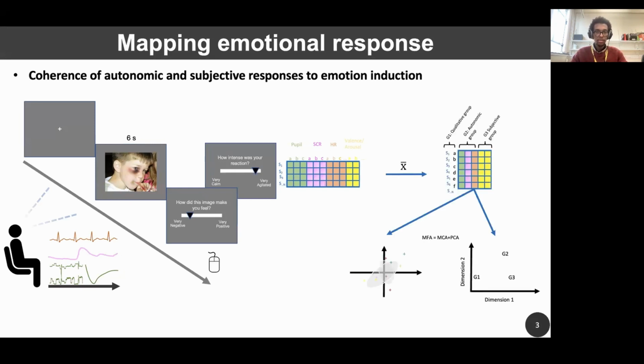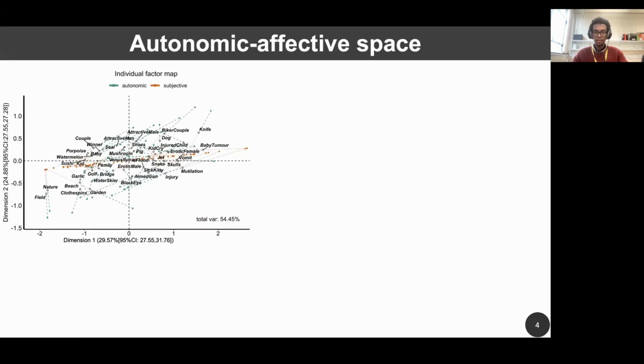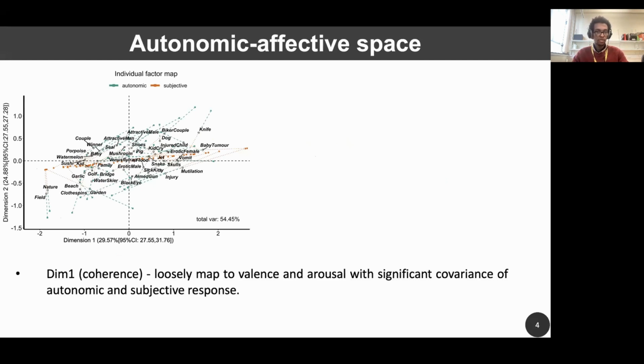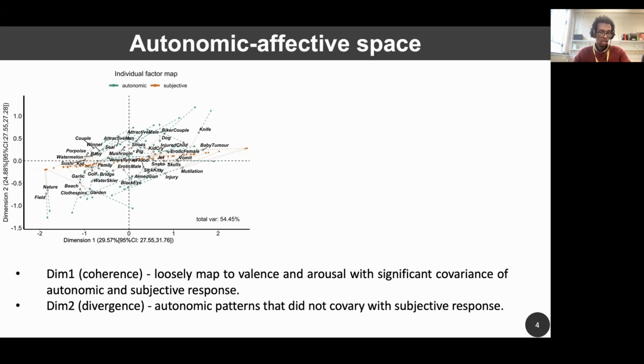And we use this to develop a framework where the pattern of your autonomic and subjective responses to emotion induction can be studied in terms of covariances in a common space. So using this approach, we found an amazingly low-dimensional organization made up of only 2 dimensions that account for how autonomic and subjective responses covary. And those results suggest both coherence and divergence in autonomic affective response to emotion.